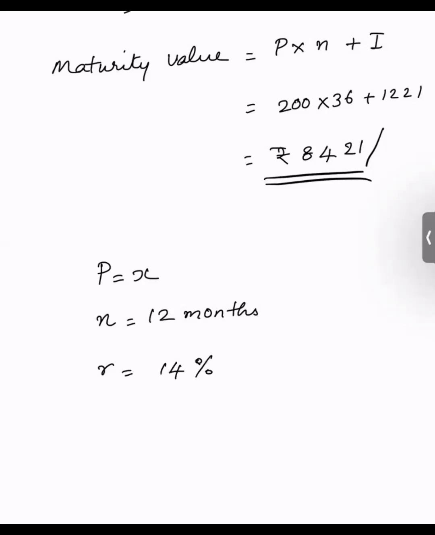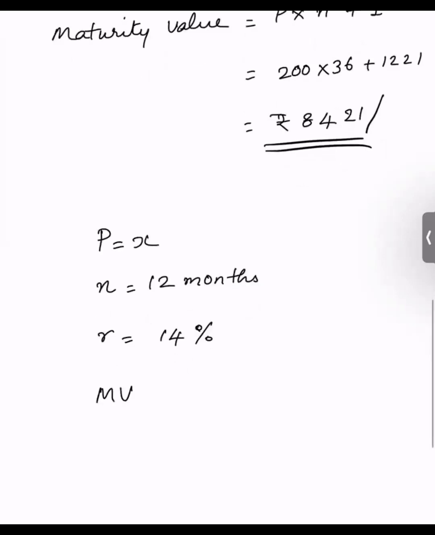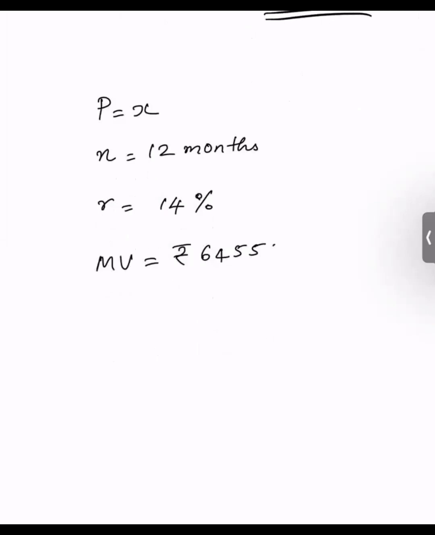Now, how much does he get at the end of 1 year? He gets 6,455. Is it interest or maturity value? So when they say he gets 6,455 at the end of 1 year, that means it is the maturity value. So they have given maturity value as rupees 6,455.